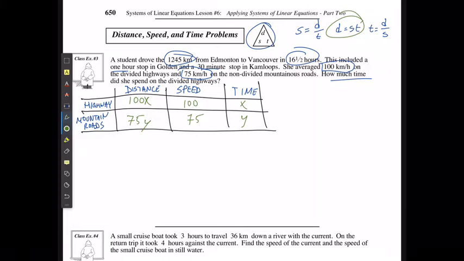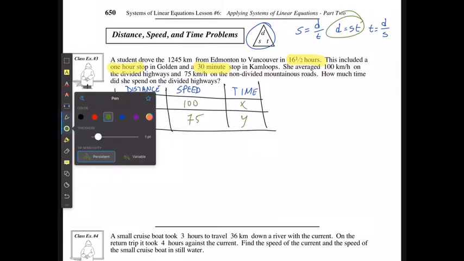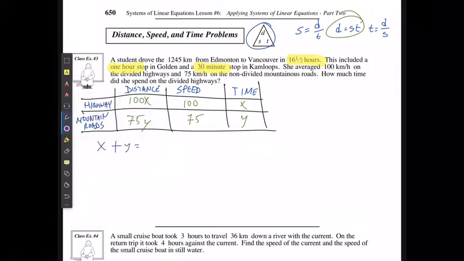Now, how does this help us create our equations? Well, if I look at the information that I have, then I can say that if I take the total time that she drove, and then I have a 1-hour stop and a 30-minute stop, I'm going to take away 1.5 hours from there, which means the total time is going to be 15. Well, then I can state that the time for one plus the time for the other is going to equal 15. Secondly, if I know the distance is going to be 100 times the amount of time on the highway and 75 times the amount of time on the mountain roads, then 100x plus 75y is going to equal the total distance, 1245.